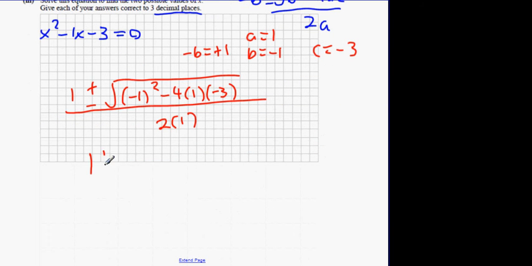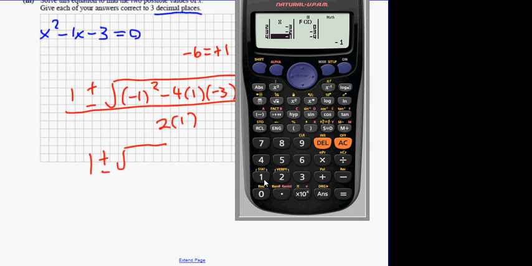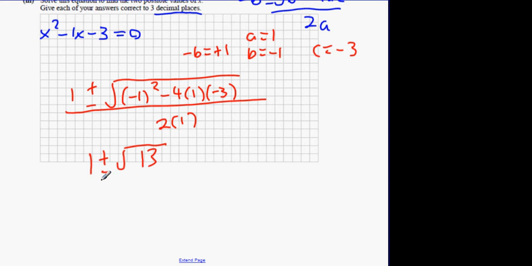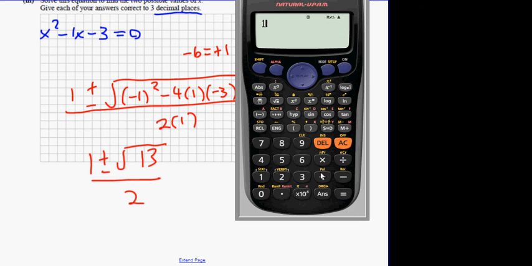We're going to have 1 plus or minus the square root of 1 plus 12, 1 plus 12 equals root 13. So there's going to be two different answers for this. The first answer is going to be 1 plus root 13.